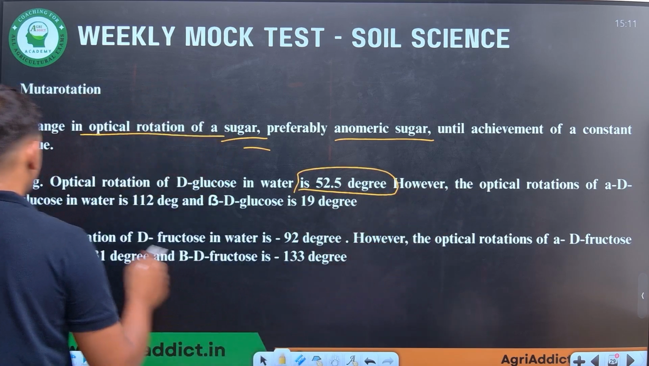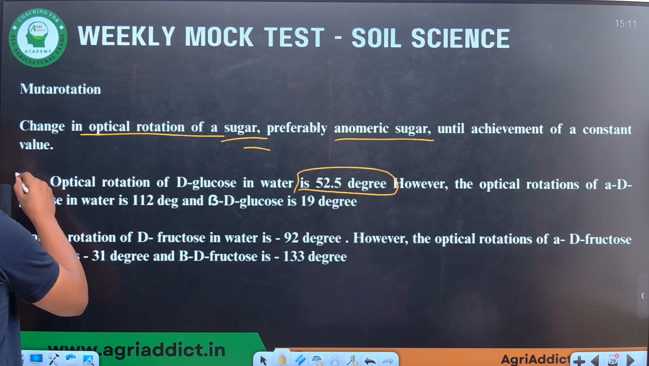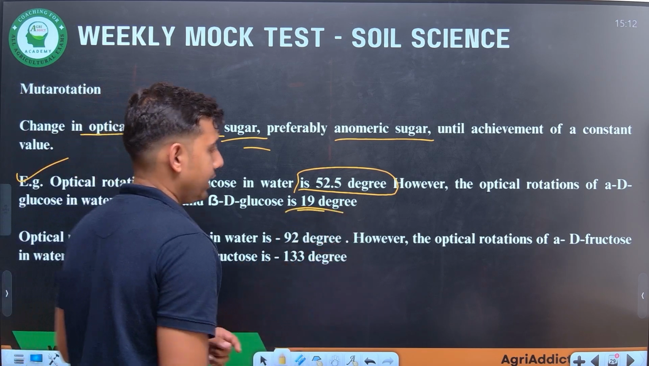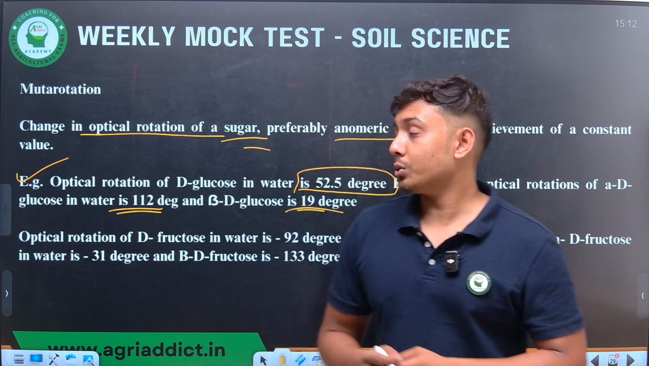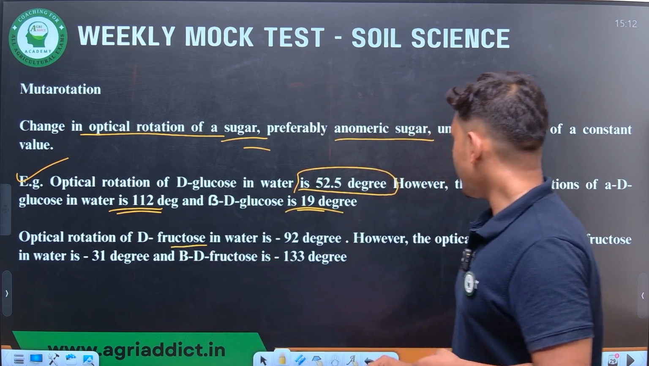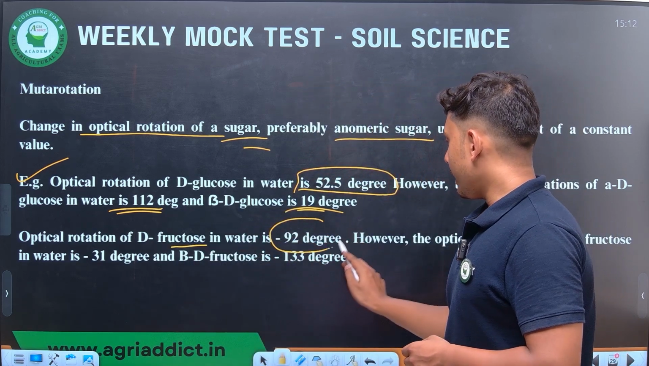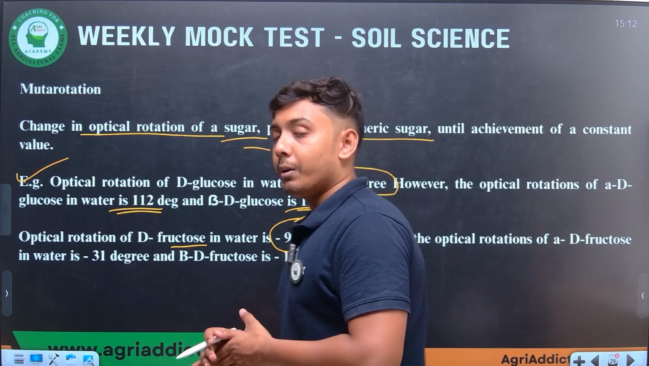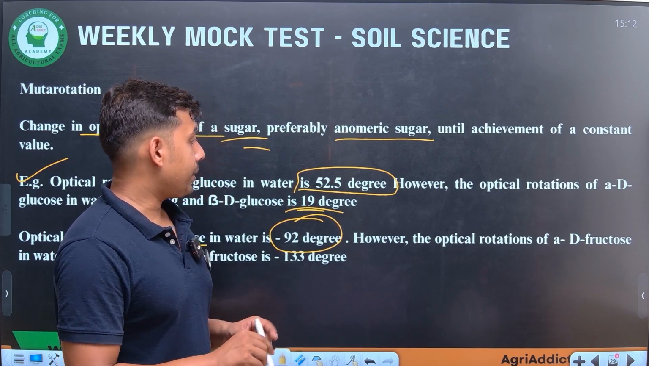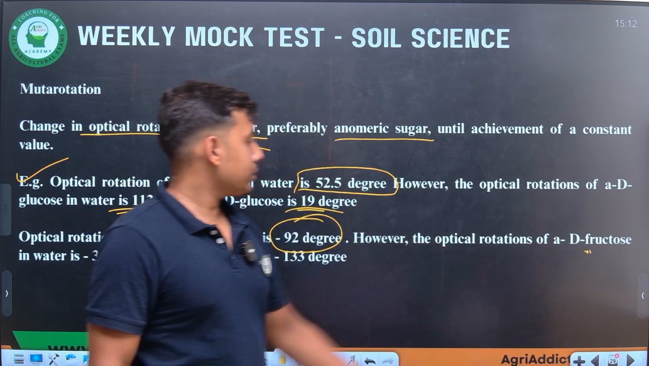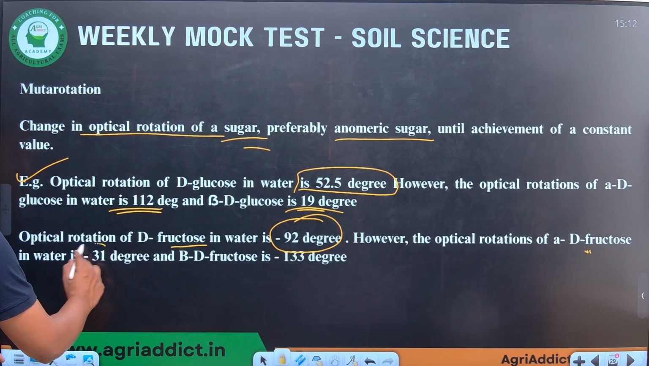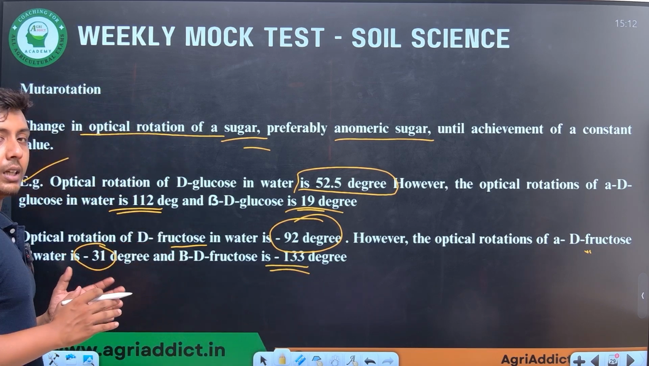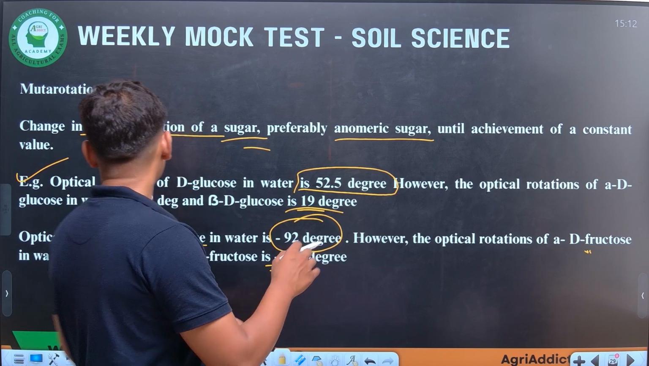However, alpha D-glucose, this is the example, okay? Alpha D-glucose is 112 and beta D-glucose is 19. Another example, D-fructose. Here also, in general, the average is minus 92 degree, but the optical rotation of alpha D-fructose in water is minus 31 and beta D-fructose is minus 133. The average we get is minus 92, so it is known as mutarotation.